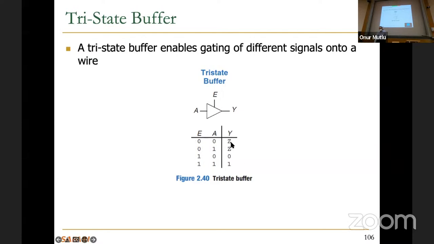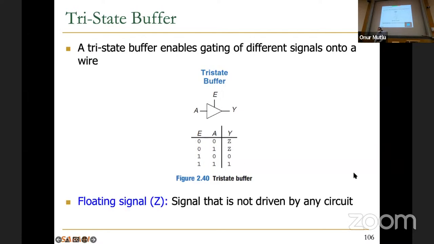Now we have another interesting symbol over here, Z. It's called a floating signal. Floating signal, signal that's not driven by any circuit. Remember, we discussed it actually when we talked about the transistors, open circuit or floating wire. Now this could be useful when you're connecting multiple components to a single wire or a bus, as we will see in a little bit. But you can think of this as a switch also.